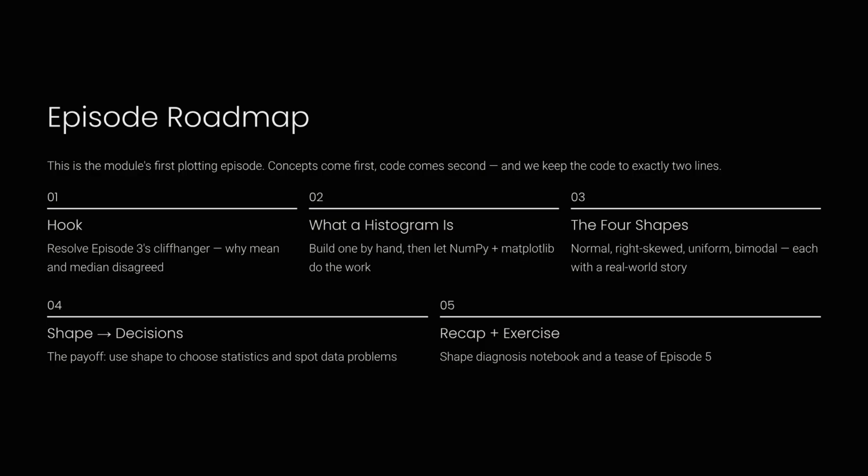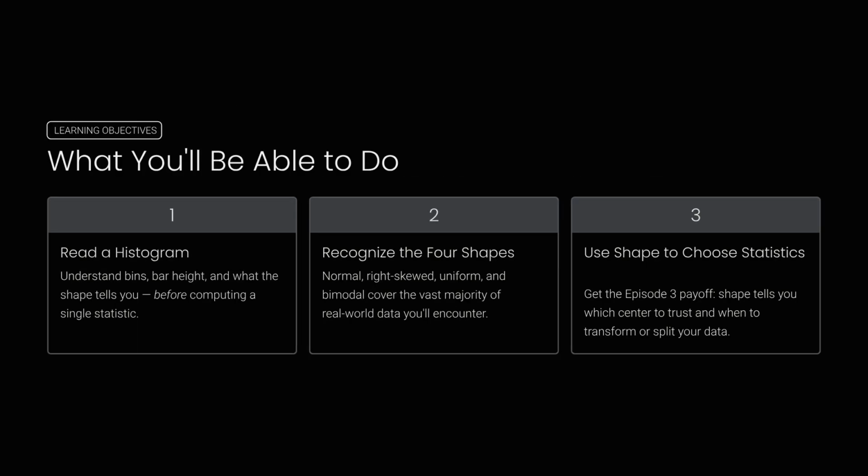Here is the roadmap for this episode. We will explore what a histogram is, examine 4 key data shapes with real-world examples, and learn how these shapes guide your analytical decisions. By the end of this video, you will be able to read histograms effectively, recognize the 4 common data shapes, and use that knowledge to choose the most appropriate statistics for your analysis.